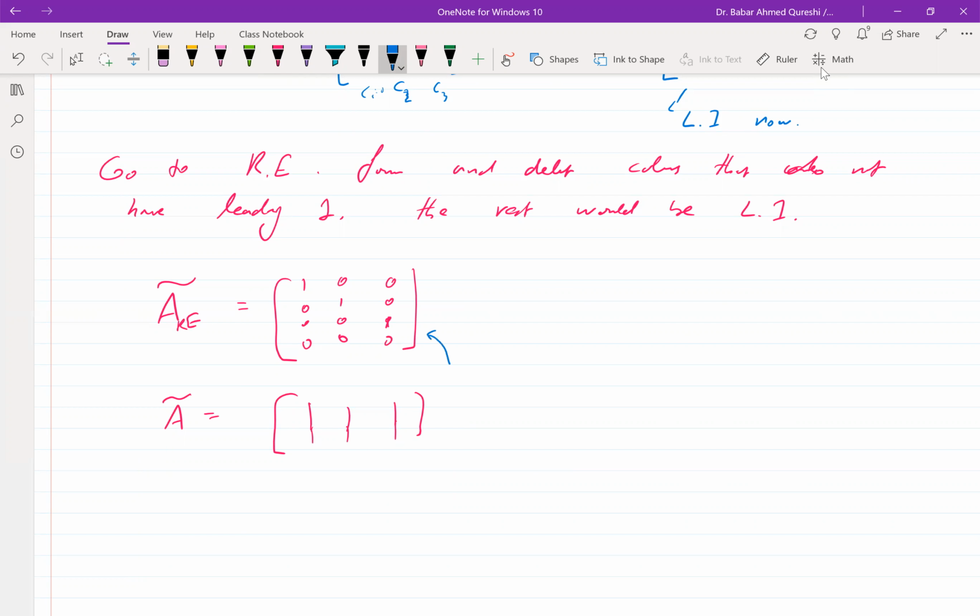But you can note that these new matrices are still related by row operations. Why? Because I went from A to the reduced echelon form through row operations. If I just leave out one column, the rest of the columns are not affected. They are changed by these row operations. So the same row operations take me from A tilde to A tilde echelon.